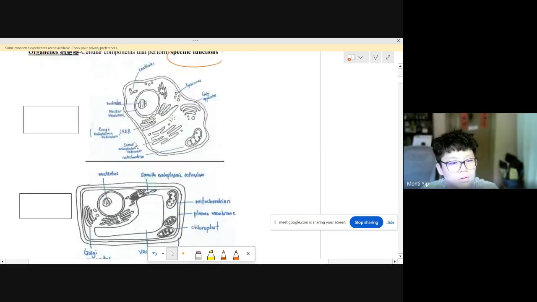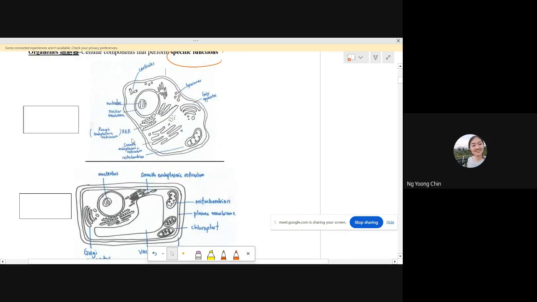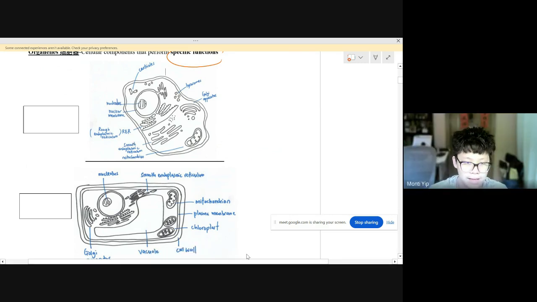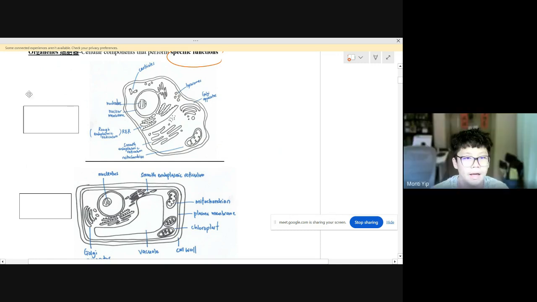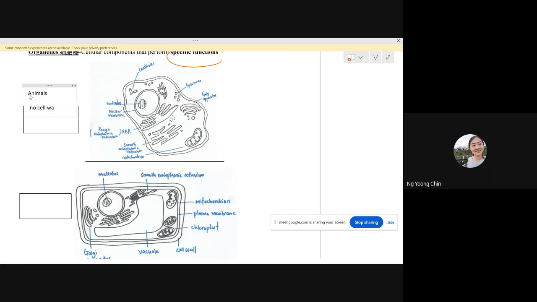So Monty, tell me which one is the plant cell and which one is the animal cell. The first one is the animal cell, the second one is the plant cell. Correct. Tell me why you think the first one is the animal cell? What kind of characteristic? It doesn't have a cell wall, and it has a smaller vacuole. Yes, good. No cell wall, and they have a smaller vacuole.